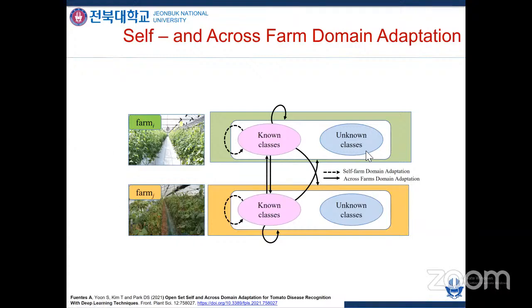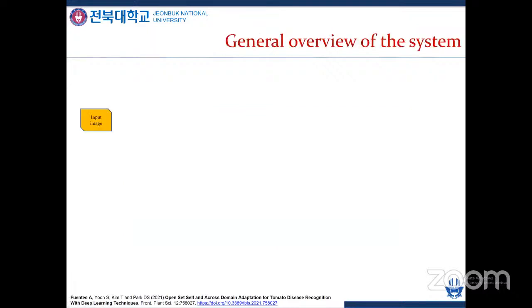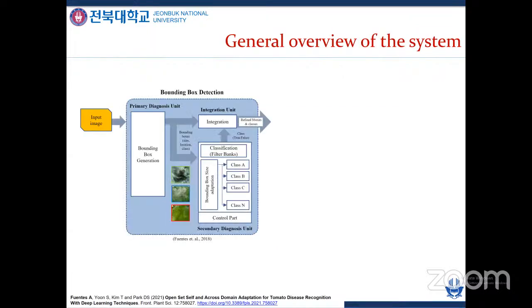We have known classes and we have unknown information, and this is captured from farm to farm. So we call it cross-farm domain adaptation. From one farm to the other farm, and also within the same farm, that's called self-farm domain adaptation. The system conceptually starts with a detector.